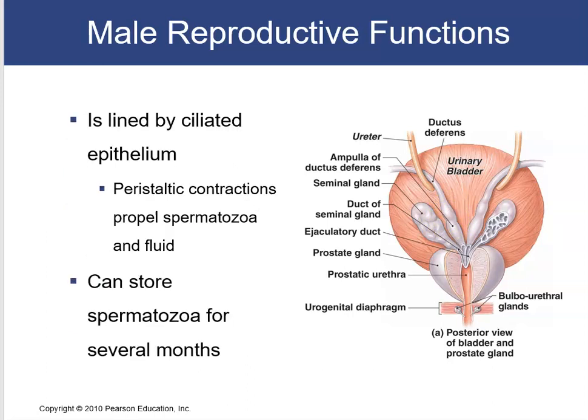The ductus deferens is lined with ciliated epithelial tissue, and it will undergo peristaltic contractions. Remember, the sperm cannot swim on their own. They need to be pushed along. So the combination of the cilia and the peristalsis will move the sperm through this tube. The vas deferens is also capable of storing the sperm upwards of several months prior to ejaculation.